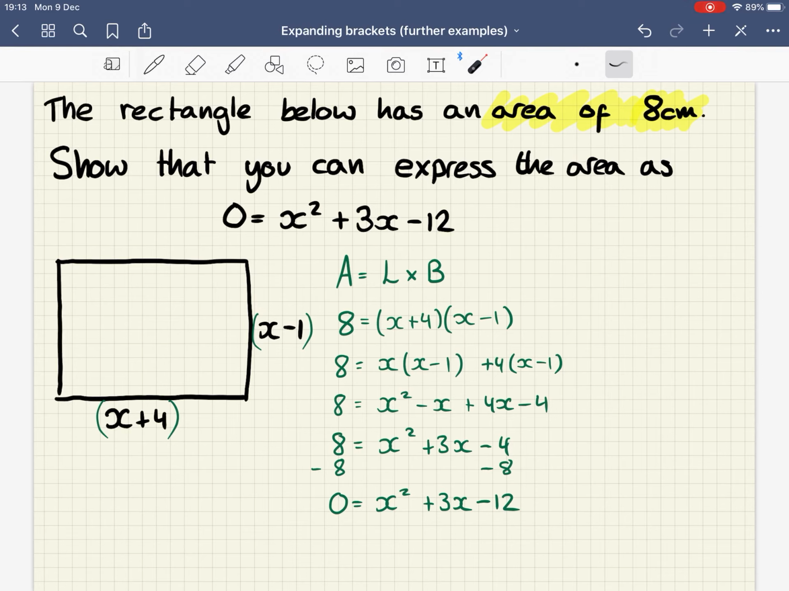Okay, so that is all I'm doing on expanding brackets. Later on, when we do solving quadratics, I'm going to come back to one of these questions again, because these questions can then go on to ask, find the value of x. But that is something which we're going to save until a later video.